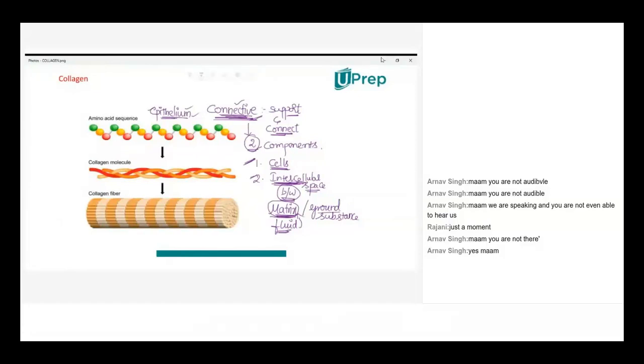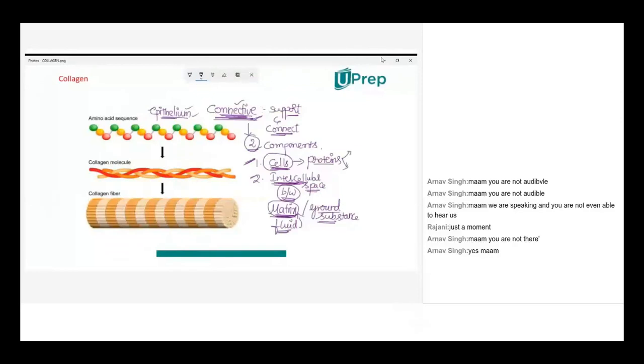Collagen and elastin. These are the proteins produced by the cells in connective tissue. Okay. So altogether what you can say, the connective tissue supports and connects various other tissues by means of matrix and proteins. This forms the definition of connective tissue.